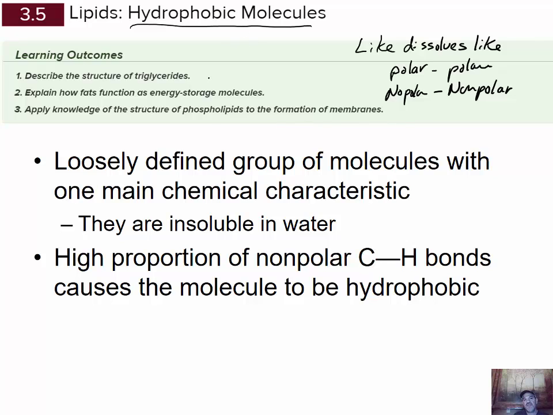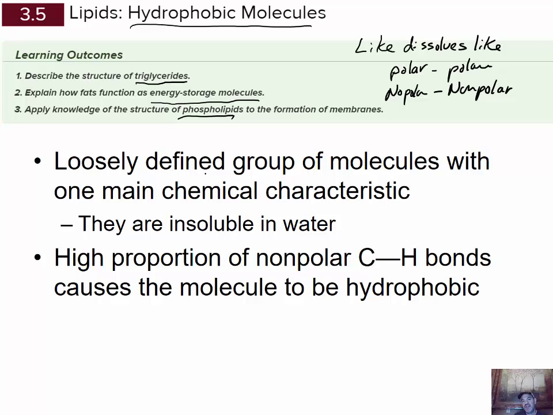What are the learning outcomes here for lipids? So we need to describe the structure of specific types of lipids called triglycerides, and then explain how fats function as energy storage molecules, and then apply our knowledge of structure of phospholipids to the formation of membranes. Phospholipids are a modification of a triglyceride, and they help build our cell membranes, or plasma membranes. Okay?